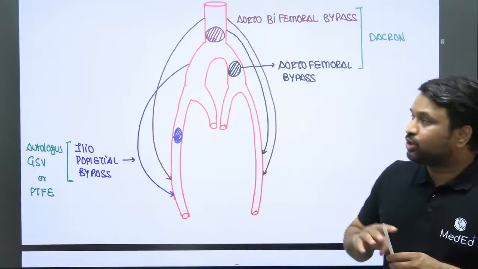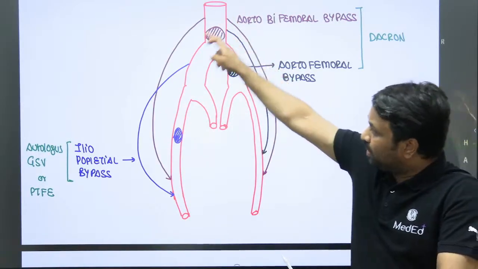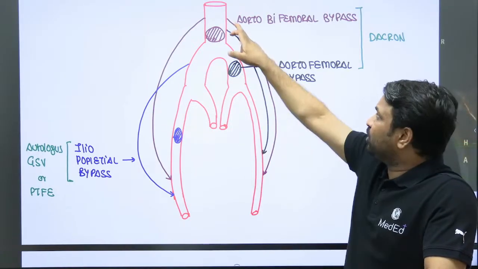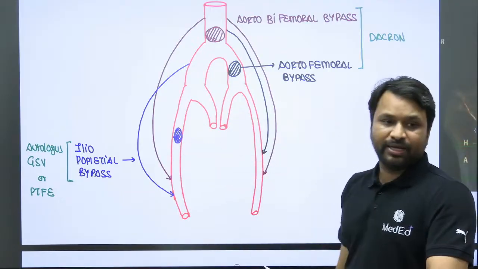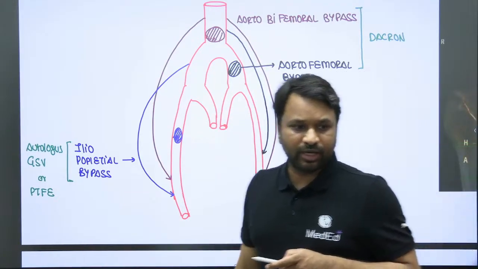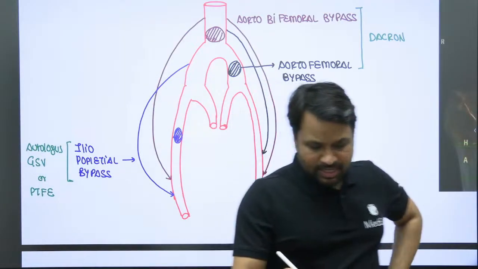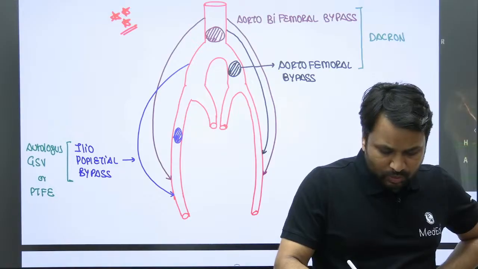If the occlusion is present at the aortoiliac, I will do an aortobifemoral bypass. If occlusion is present only in the iliac, then do aortofemoral bypass. If it is present in the femoral artery, then do an iliopopliteal bypass. Okay? Clear? So this is based upon the level of occlusion. You have to decide it. This has been a repeat exam question. You cannot go to the exam without knowing your bypasses.